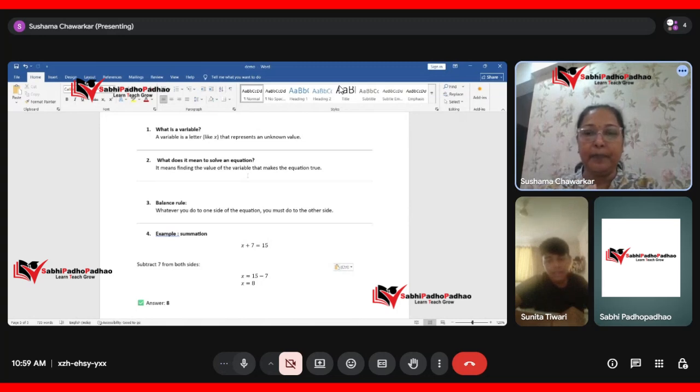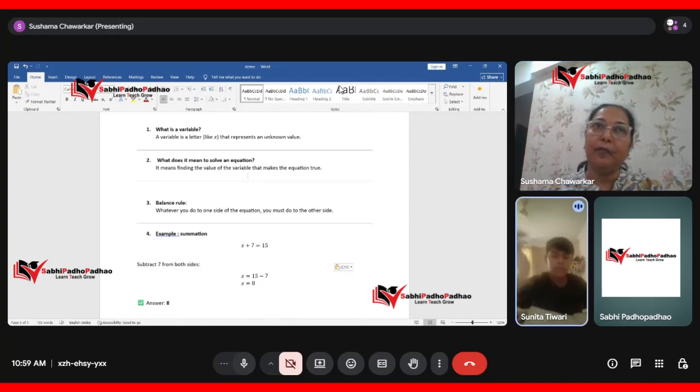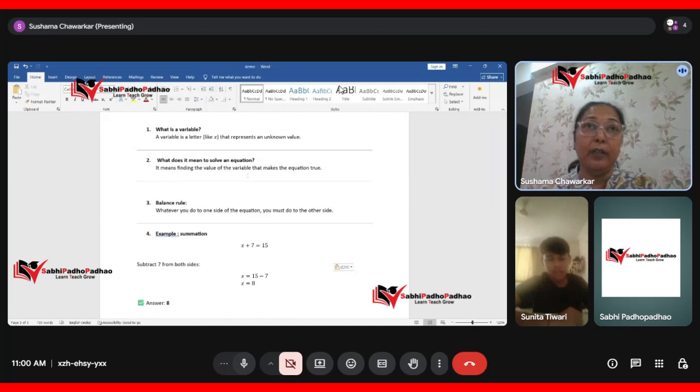Okay, fine. Now the simplest example, if x is equal to 5. If I'm subtracting 5 from both the sides, what will happen? We have to subtract from both sides. Now x is equal to 5, so that means x minus 5 will be equal to 5 minus 5, which is 0. So you got the equation.